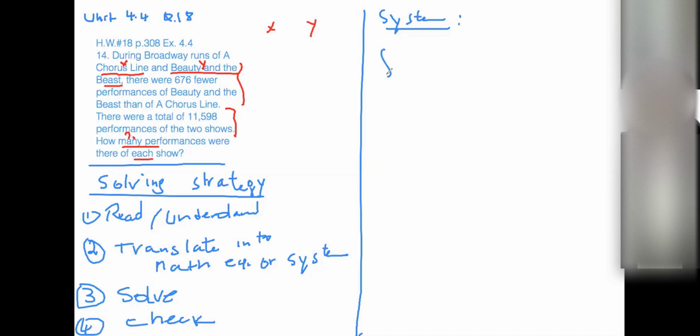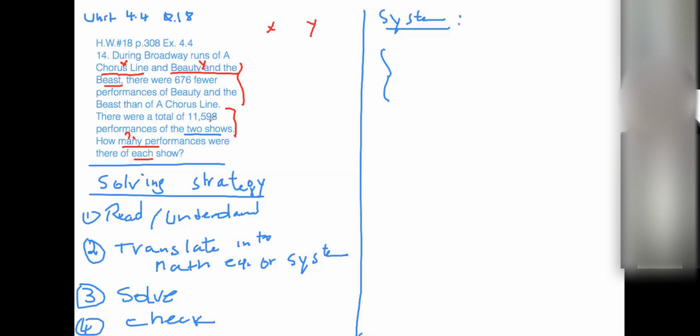So let's translate. Maybe the second sentence is easier to translate. There were a total of 11,598 performances of the two shows. How do you translate that into an equation? If this is the number of performances of the first show, and this is the number of performances of the second show, both together were performed 11,598 times. How do you put that into an equation in terms of x and y?